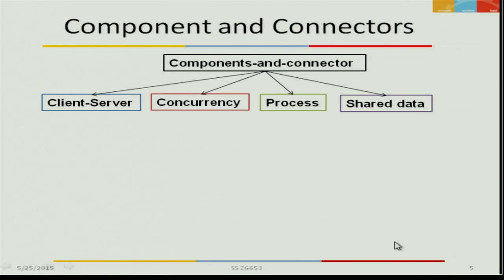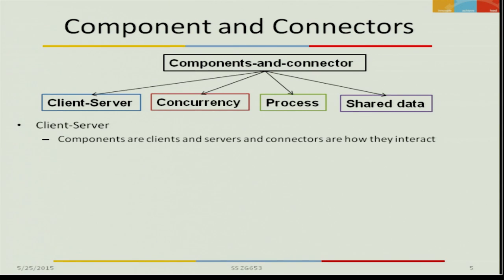Let's look at the next structure called component and connector structure. So here you see the elements that are important are basically component and connector, and what are even more important in this component and connector, essentially client server, concurrency, process, and shared data. Let's look at what these are.